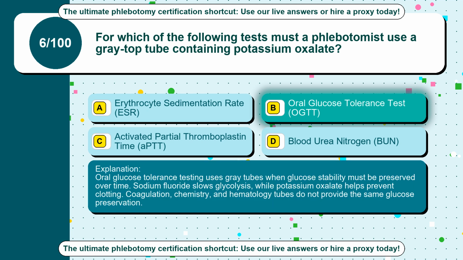Oral glucose tolerance testing uses gray tubes when glucose stability must be preserved over time. Sodium fluoride slows glycolysis, while potassium oxalate helps prevent clotting. Coagulation, chemistry, and hematology tubes do not provide the same glucose preservation.